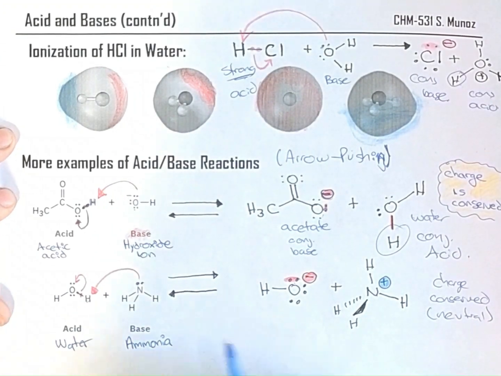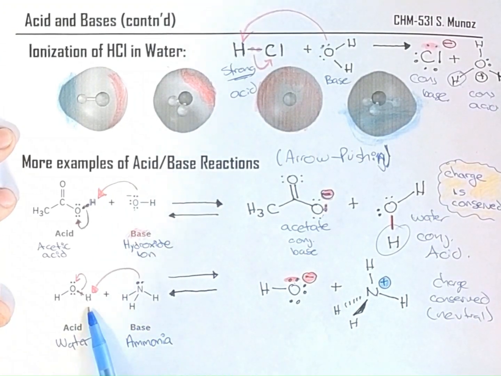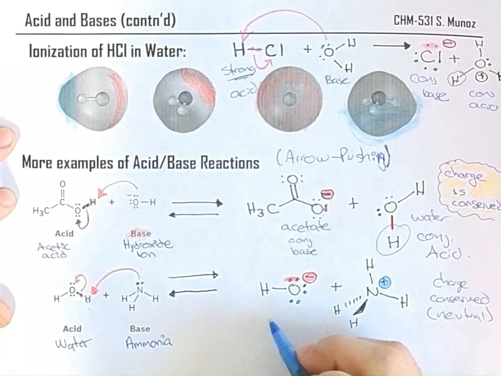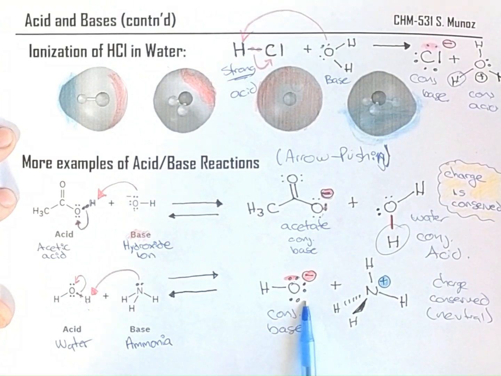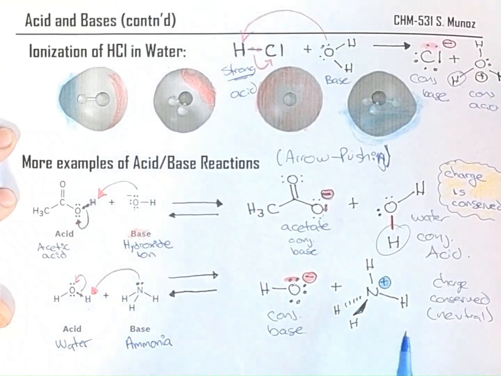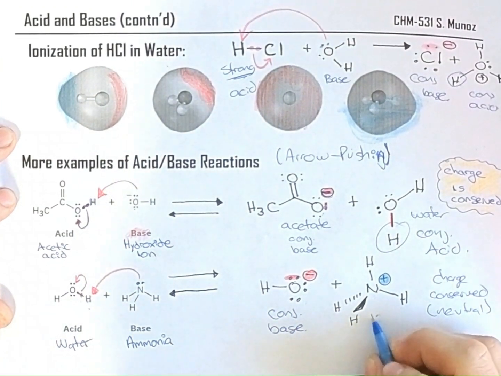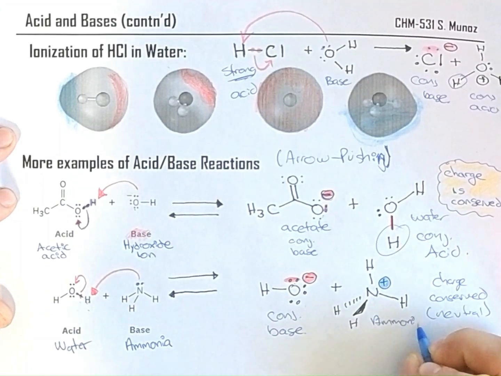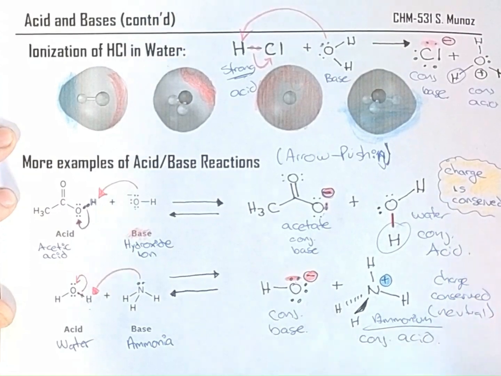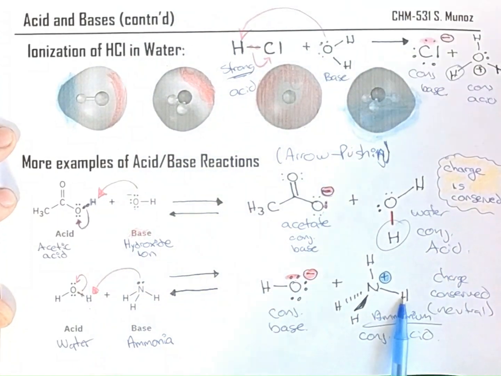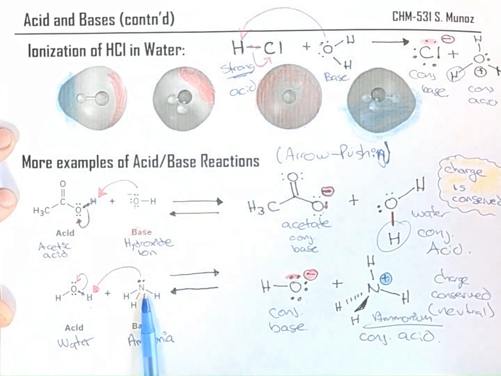Which one's the conjugate base? Upon deprotonation of water, hydroxide would be the conjugate base. Why is this conjugate base? Because this can accept a proton and go back. Why is this the conjugate acid? In this case, the ammonium ion. This ion, NH4 plus, is called ammonium, and this is the conjugate acid. Why is this an acid? Because this can donate protons and go back to ammonia.